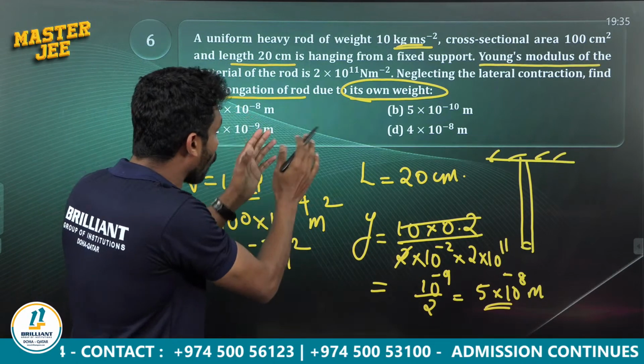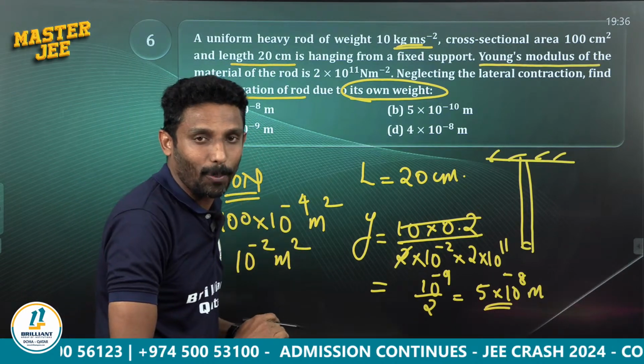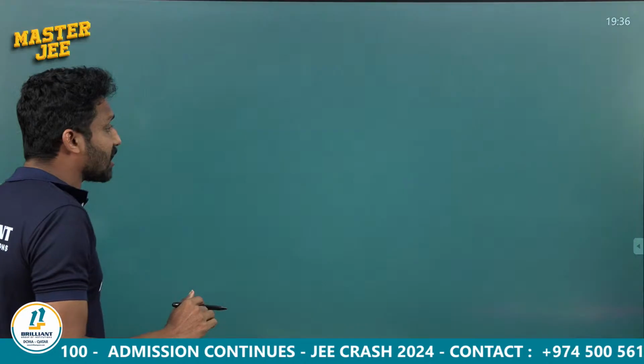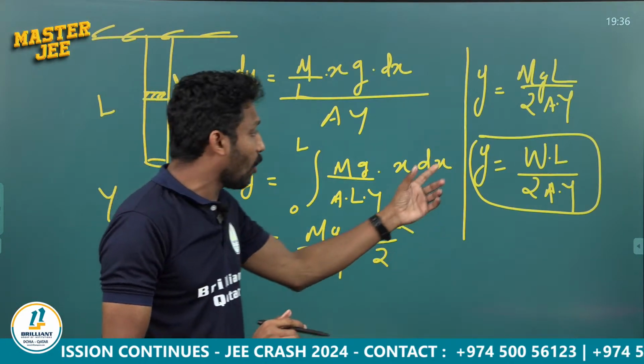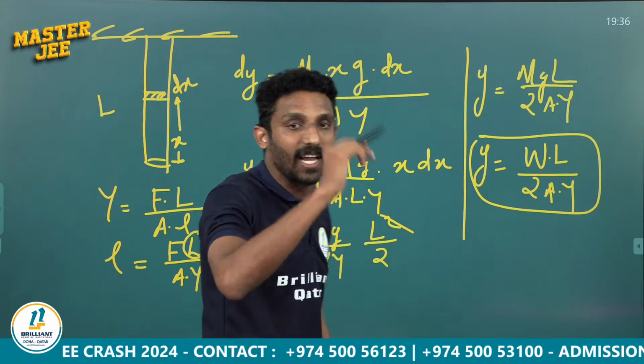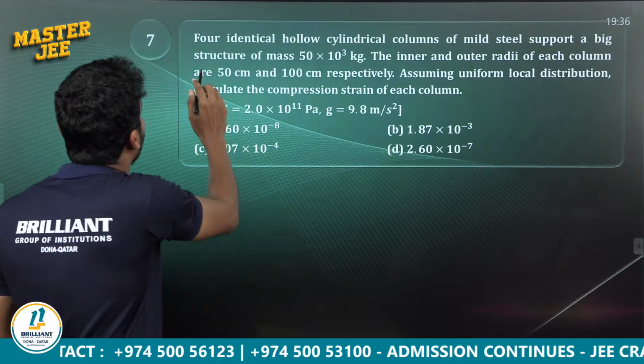This is a beautiful question asked in a previous JEE examination from the chapter Mechanical Properties of Solids. I hope you understood. Remember this formula: the elongation of a wire due to its own weight is weight into length divided by twice the area into Young's modulus. That's the important thing. Moving to the next question, the seventh one.